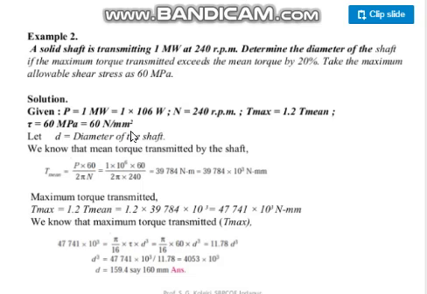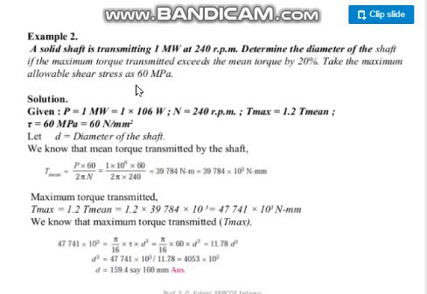Okay, let us see another example problem. A solid shaft is transmitting 1 megawatt, mega is 10 to the power 6 watt, at 240 rpm. This is capital N. Determine the diameter of the shaft if the maximum torque transmitted exceeds the mean torque by 20%. See, there is mean torque also, and also there is a maximum torque.